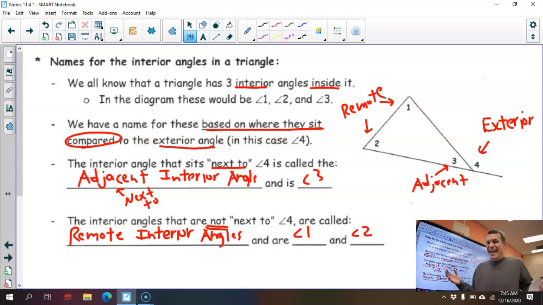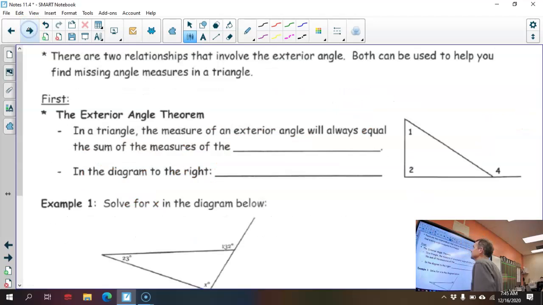So for any exterior angle, the interior angle next to it is the adjacent one, and the ones that are not next to it are the remote interior angles. That is the end of the vocabulary lesson. Let's see how that helps us. So there are two relationships that involve the exterior angle. Both can be used to help you find missing angle measures.